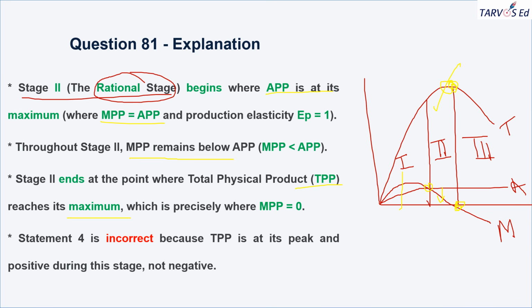And for stage 3, they have said that TPP will be negative. No, exactly, TPP will not be negative. It will be at its peak.